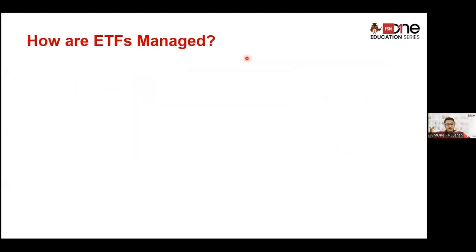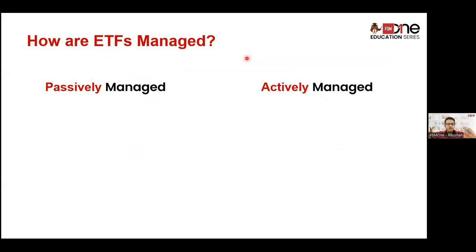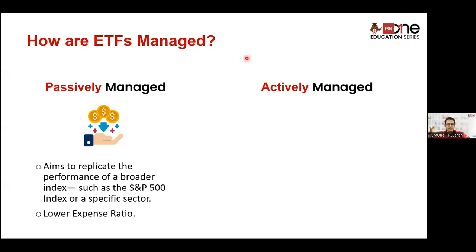Okay. So earlier, we established that ETFs could be passively or actively managed. Most ETFs are passively managed. Some are actively managed. What it means by passively managed is that the job of that ETF is just to replicate the performance of an index, because the index is already there, the index is already structured.